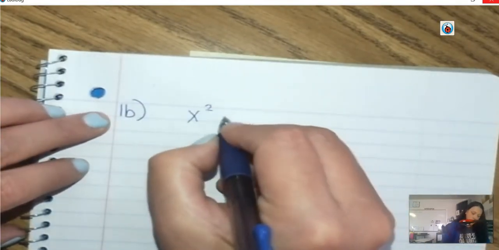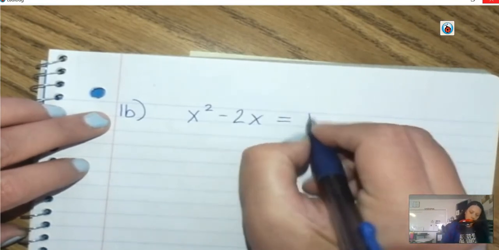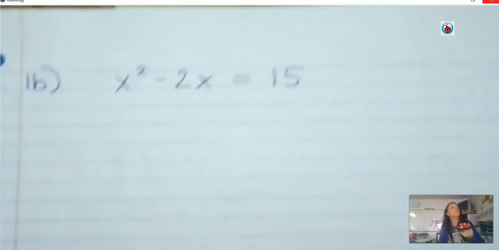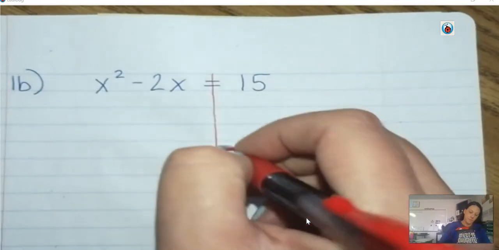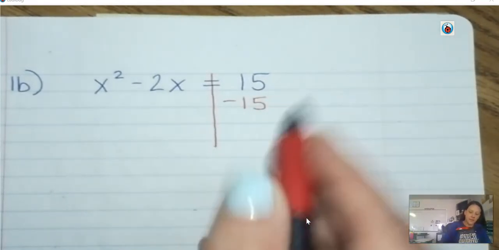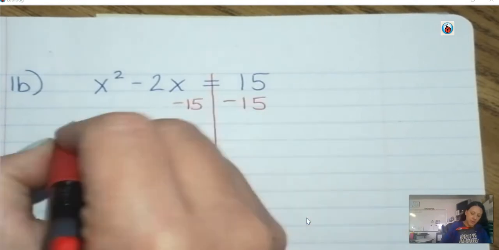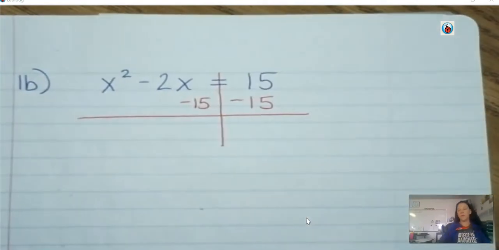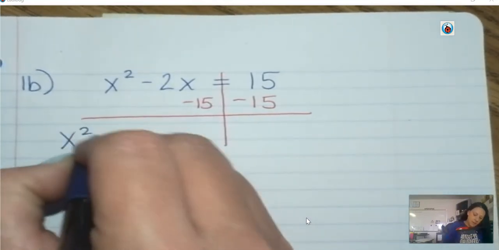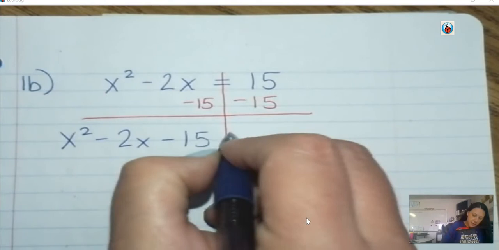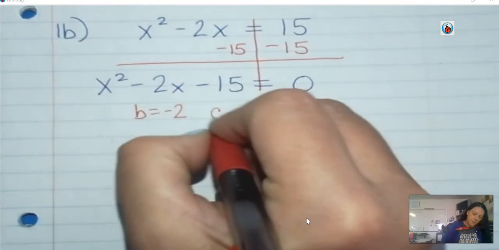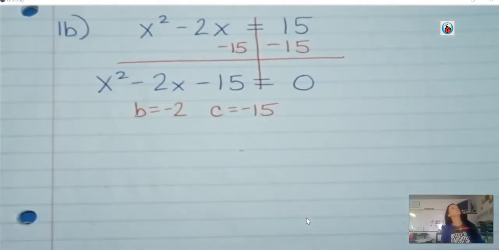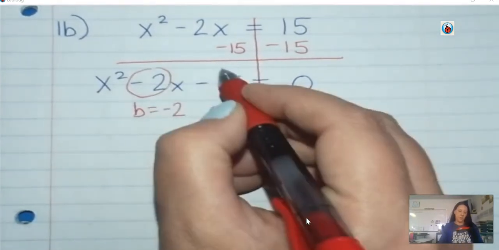Okay, 1B. The equation is x squared minus 2x equals 15. Okay, go ahead and get that equation equal to 0 first. The first thing you want to do is subtract 15, and if you do that to one side of the equation, do it to the other side of the equation. There's no like term though. So my equation is x squared minus 2x minus 15 equals 0. Okay, your b value is negative 2, c value is negative 15. So negative 2 was your b and negative 15 is the c.